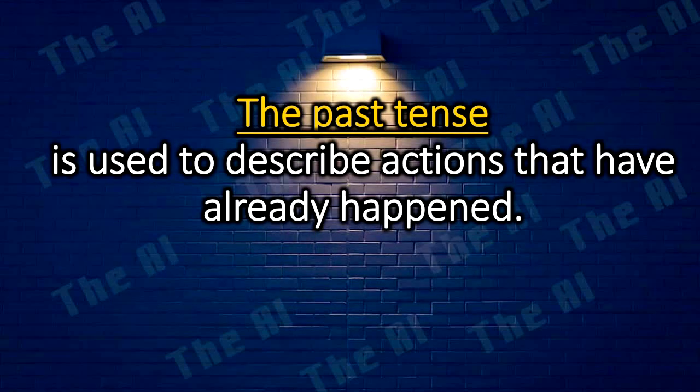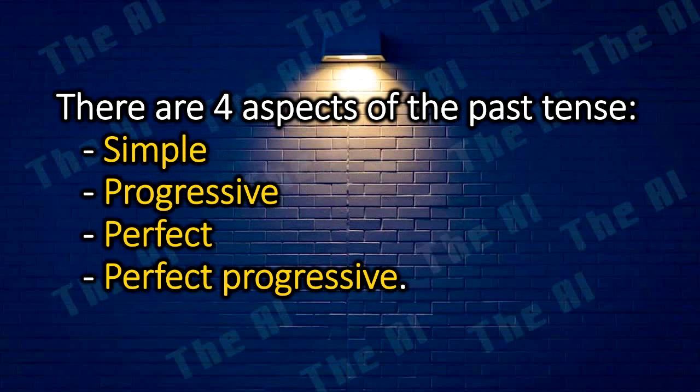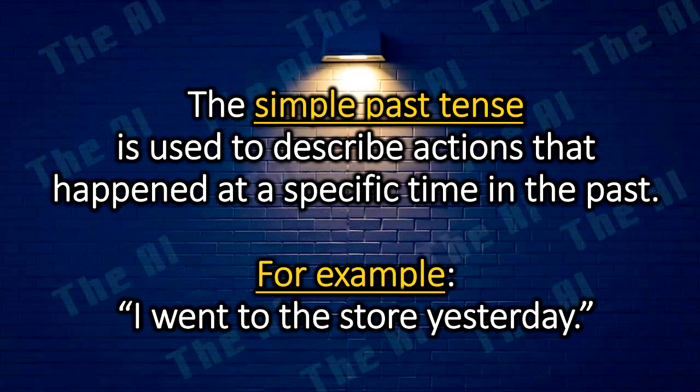The past tense is used to describe actions that have already happened. There are four aspects of the past tense: simple, progressive, perfect, and perfect progressive. The simple past tense is used to describe actions that happened at a specific time in the past. For example, I went to the store yesterday.